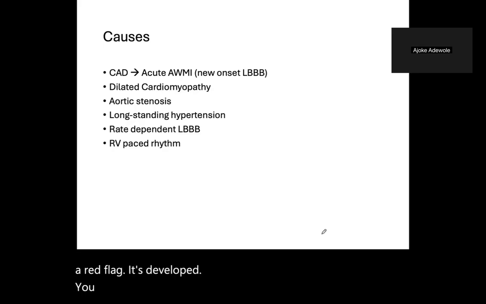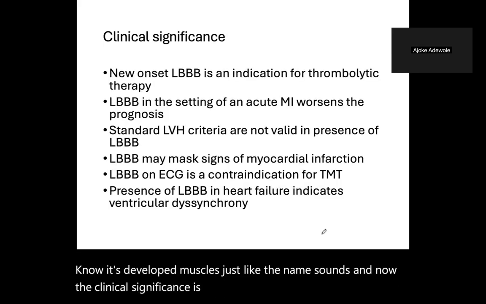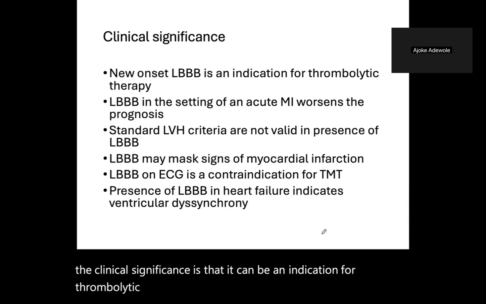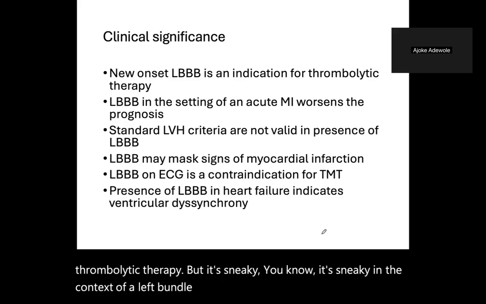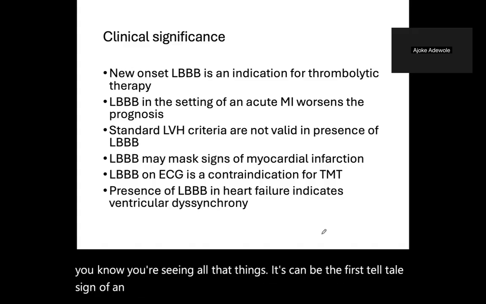It's developed muscles, just like the name sounds. Now the clinical significance is that it can be an indication for thrombolytic therapy. But it's sneaky in the context of a left bundle branch block when you are not sure that you're seeing other things. It can be the first telltale sign of an MI. And you can't use the usual LVH tricks, right?